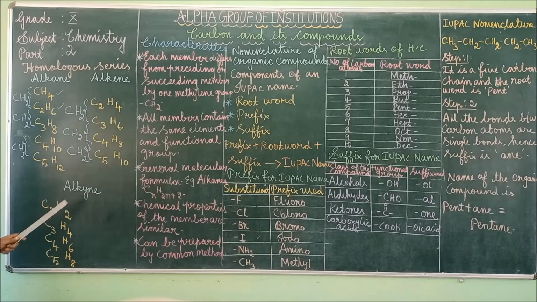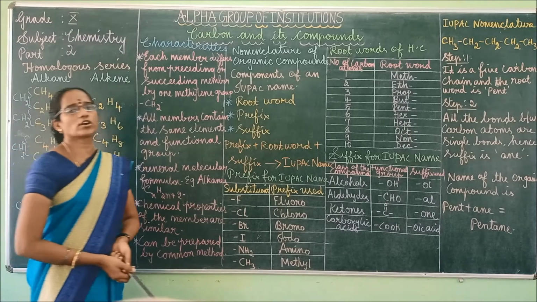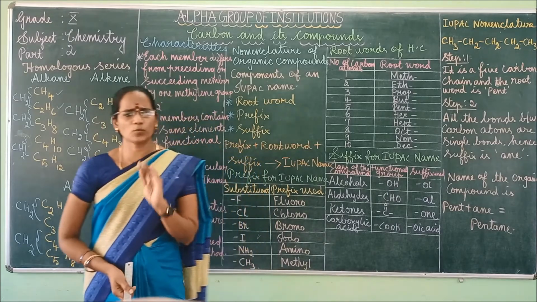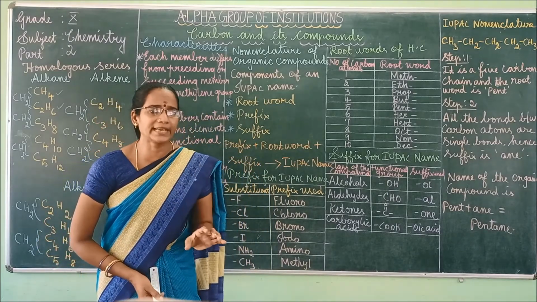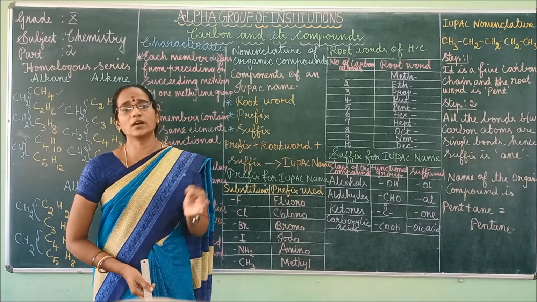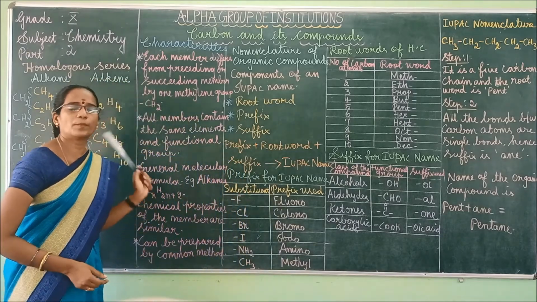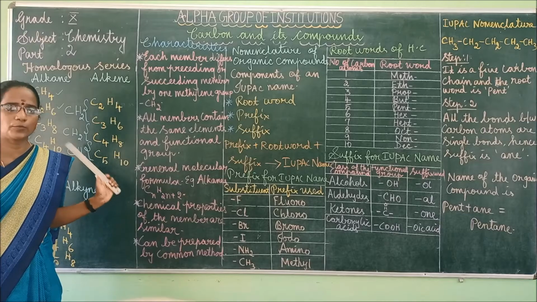Next we can see alkyne. Ethyne, propyne, butyne, pentyne. We can take these two: there is a difference of 1 carbon atom and a difference of 2 hydrogen atoms. You can take the last two: a difference of 1 carbon atom and a difference of 2 hydrogen atoms. So a homologous series is a group of organic compounds differing by the CH2 group. That CH2 is nothing but the methylene group.